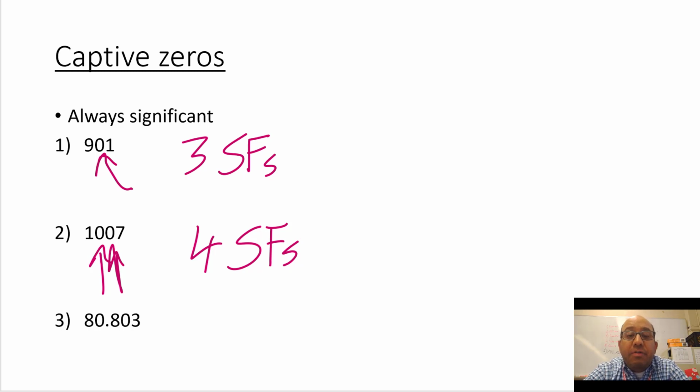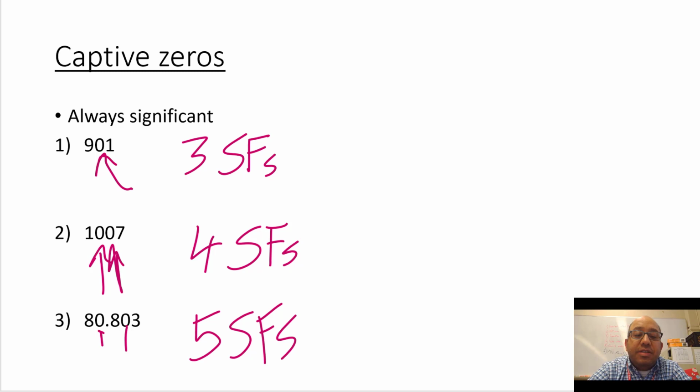So pause the video and try to do number 3, and then replay the video to see if you got it right. Okay, so this is 5 significant figures because you have to count that 0 and that 0. So that's 5 digits, 5 significant figures.